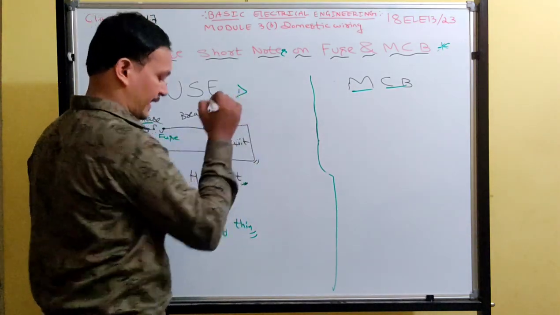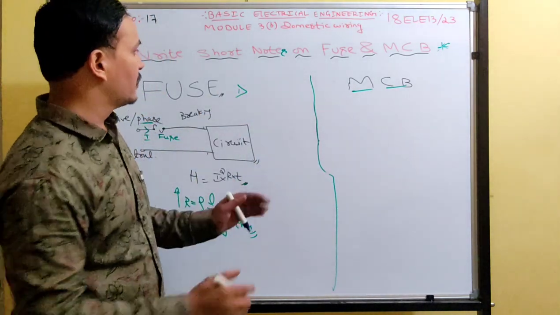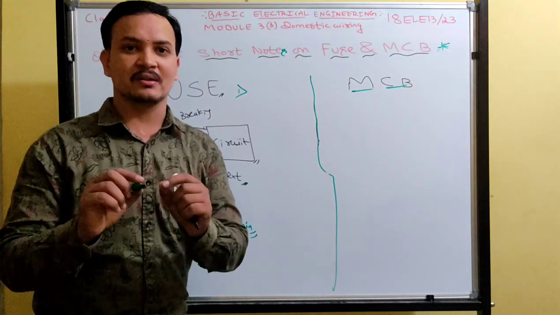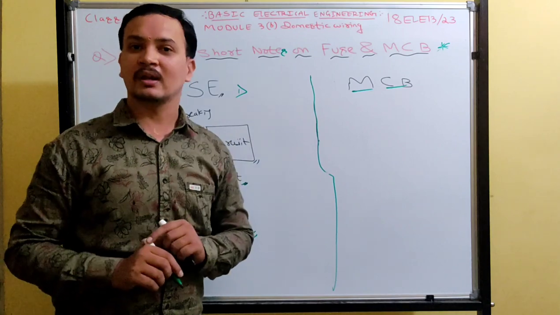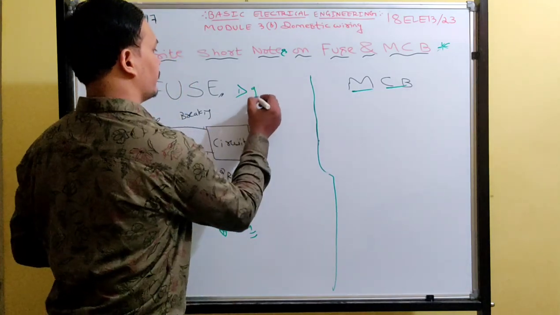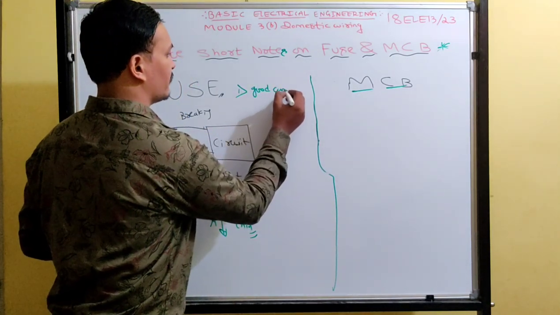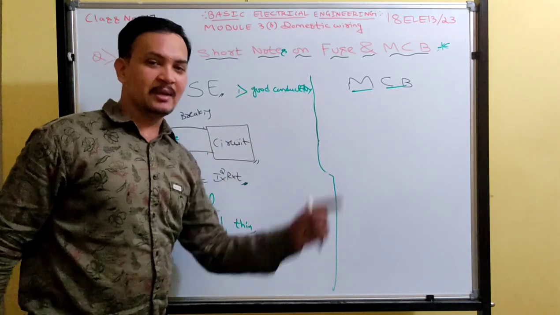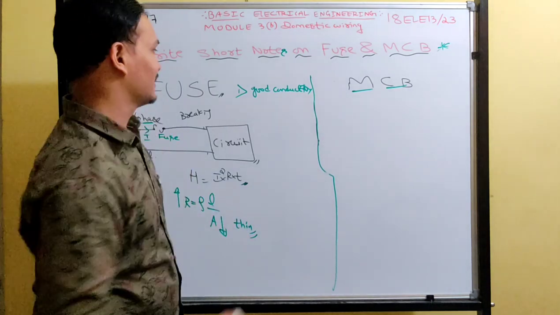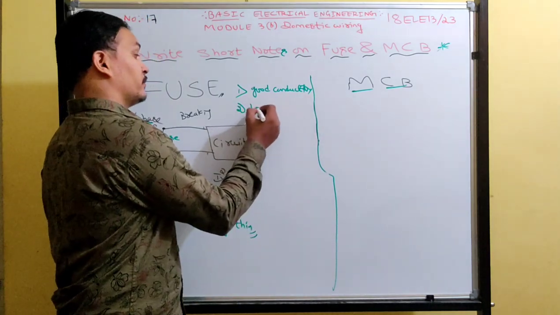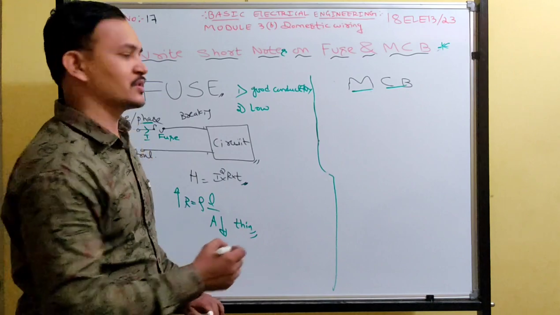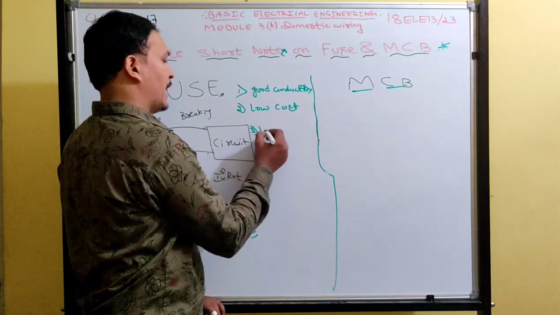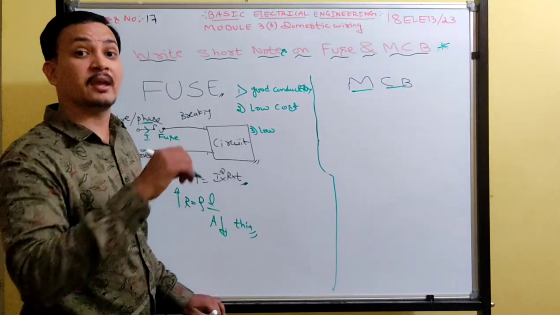The desirable characteristics of a fuse are, it should have good conductivity. Whatever fusing element you select should have good conductivity. So that is the first point. The fuse wire should have good conductivity. If there is a spelling mistake, please kindly adjust. Next, the fuse element should be low cost, and it should have low specific heat.